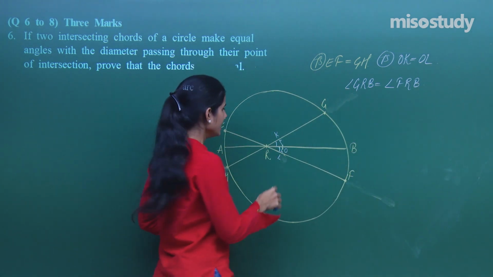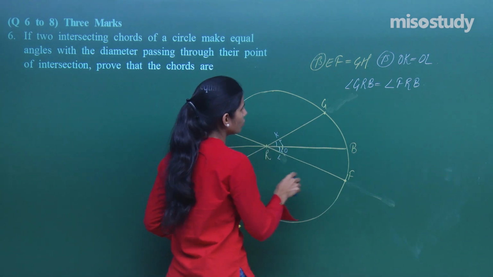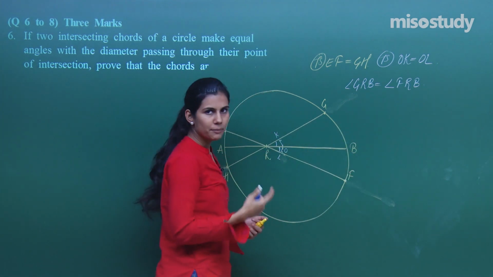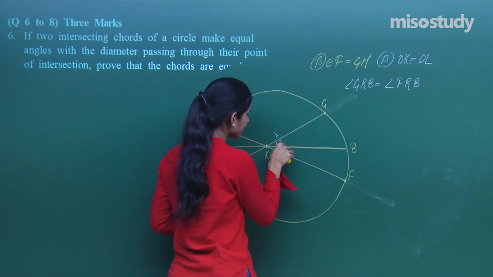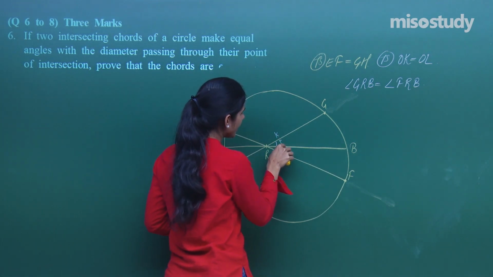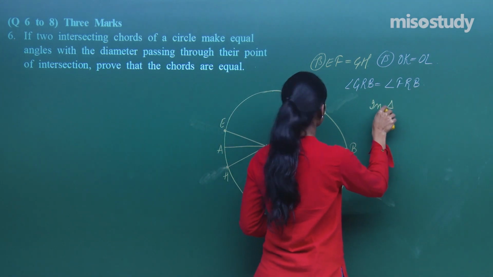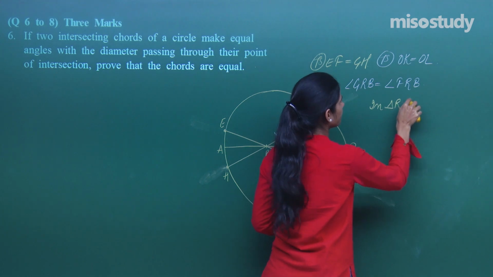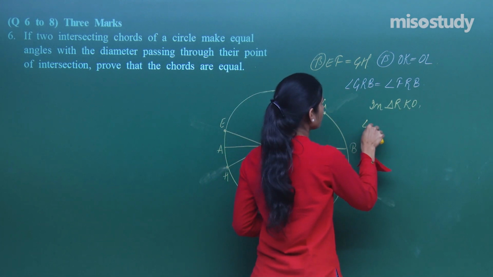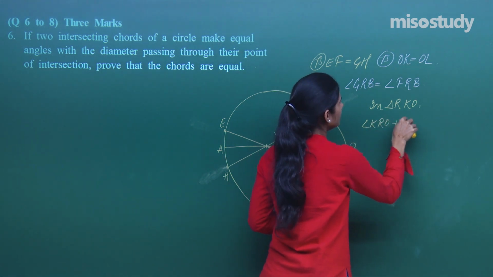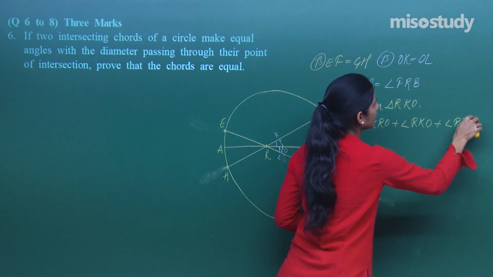How to show this? Consider this triangle KRO and LRO. So first of all, before talking about this, let me focus upon these two angles. One is KOR and one is LOR. So if you talk about triangle RKO, you know that by angle sum property, angle KRO plus angle RKO plus angle ROK is 180.